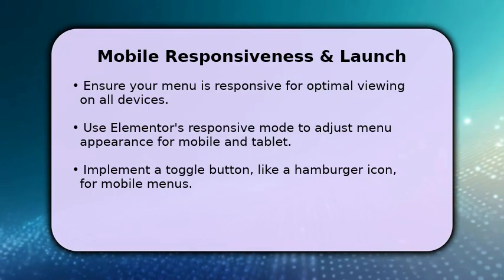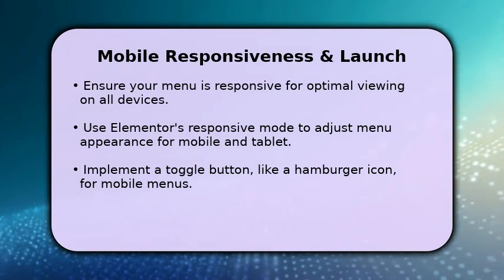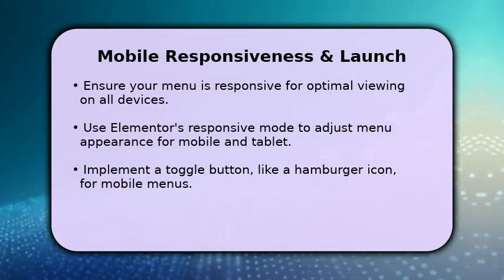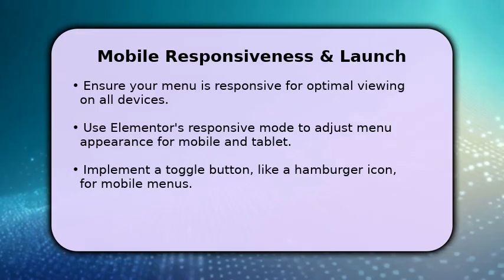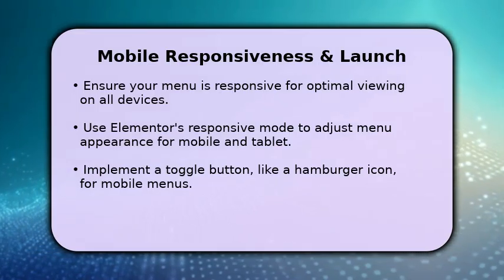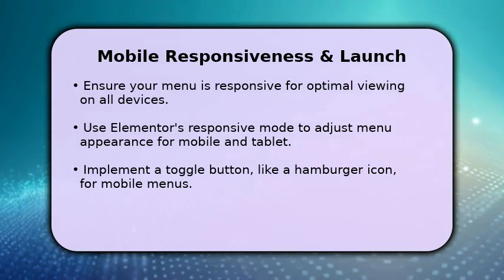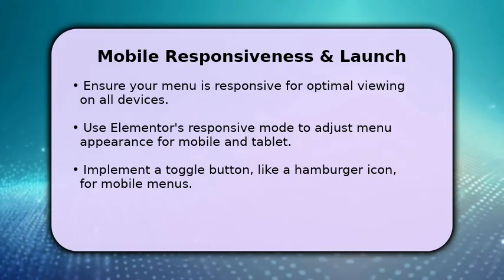A crucial step is ensuring your menu looks great on every device. Elementor's responsive mode allows you to preview and adjust your menu for desktop, tablet, and mobile views. For smaller screens, enable a toggle button, often a hamburger icon, to collapse your menu, saving space and improving usability. Customize its size and colors for a seamless mobile experience.